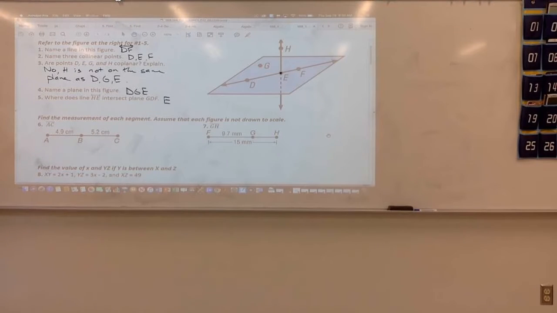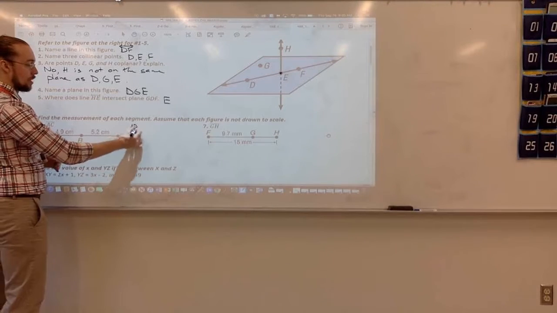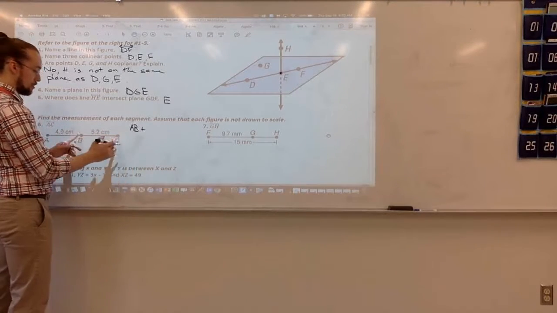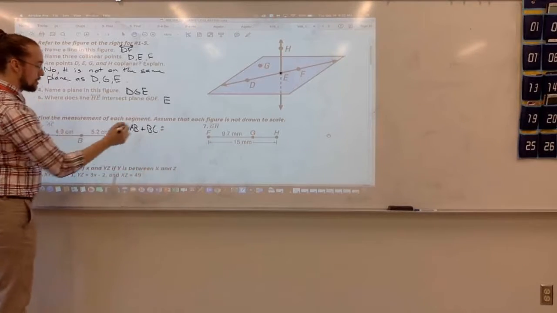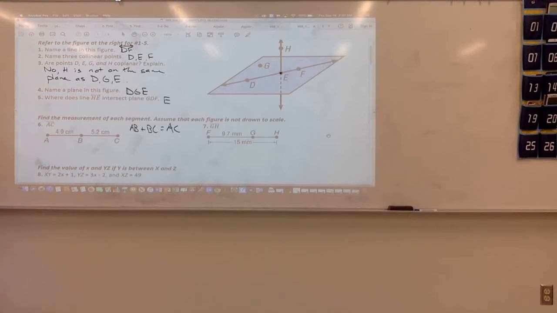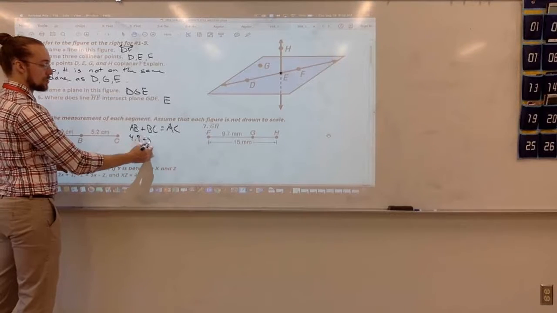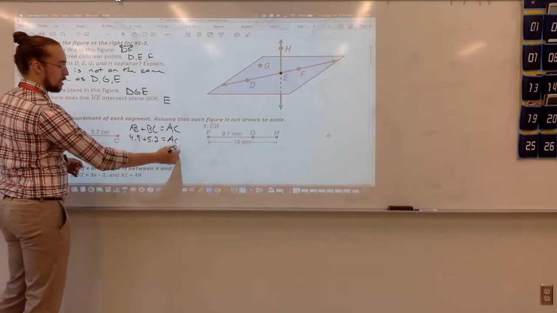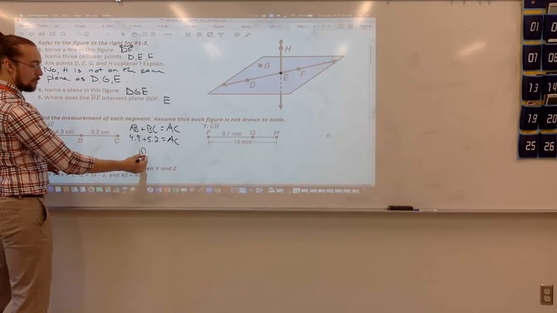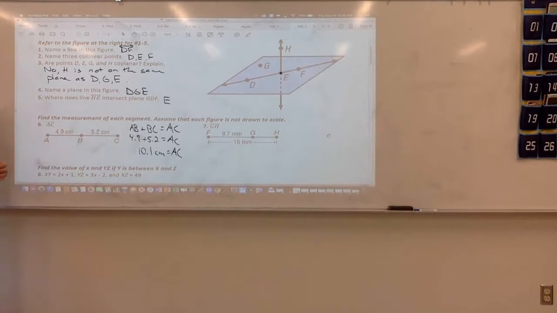The next 2, we were using the idea that 2 pieces of a segment add up to make the whole thing. So that's where we said, well, this piece, AB, plus this piece, BC, equals the whole thing of AC. And we just plug in what we know. So I know AB is 4.9. I know BC is 5.2. And then add them together, you get 10.1 centimeters is the length of AC.